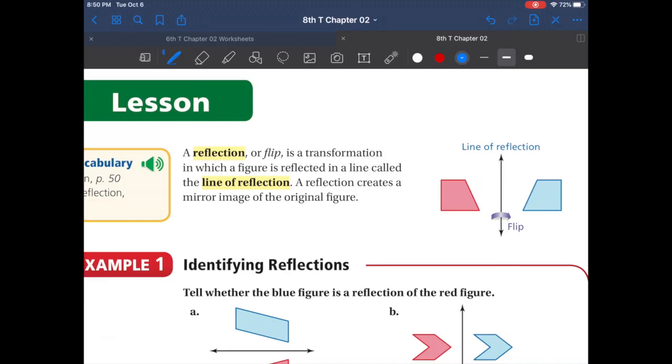In this lesson, we will be talking about reflections. A reflection is a flip. It's also a transformation. So the way you would see your reflection in the mirror is kind of the exact same way we would see reflections in geometry.